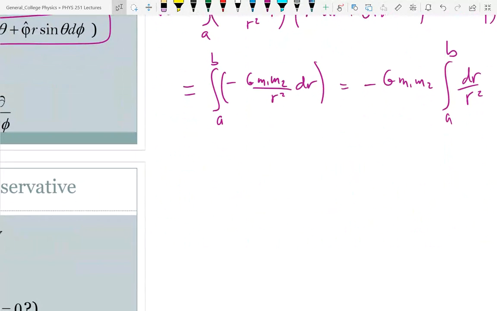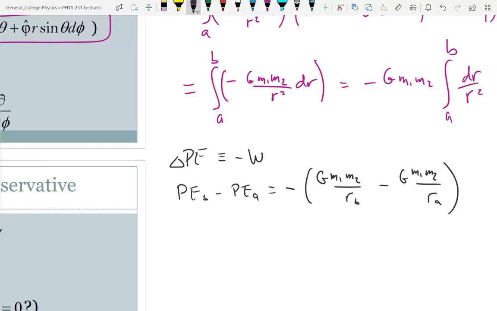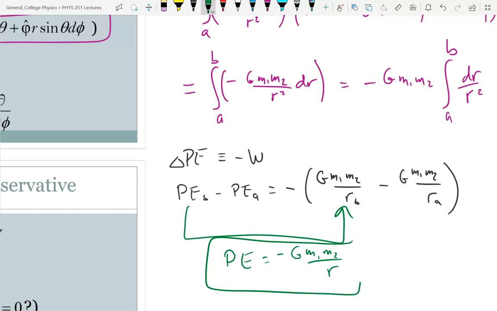There's a minus sign. Change in potential energy is defined as minus the work. So that means potential energy B minus potential energy A is equal to minus parenthesis G M1 M2 over RB. And so once again, by identifying potential energy B must be this term, keep in mind there's a minus sign, so we get potential energy is equal to minus G M1 M2 over R.